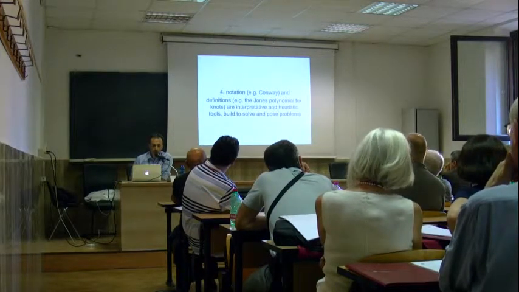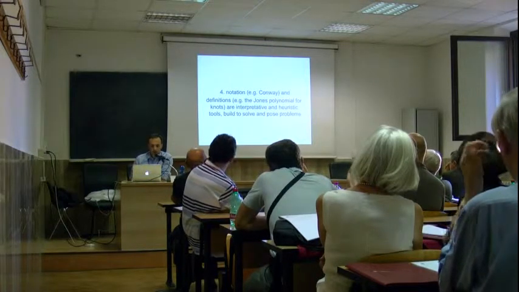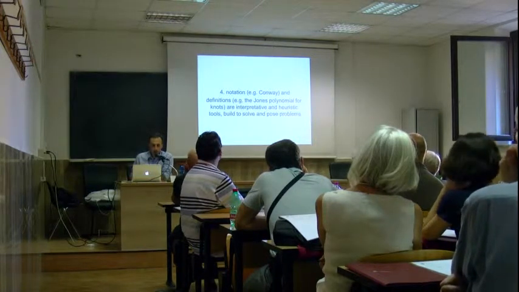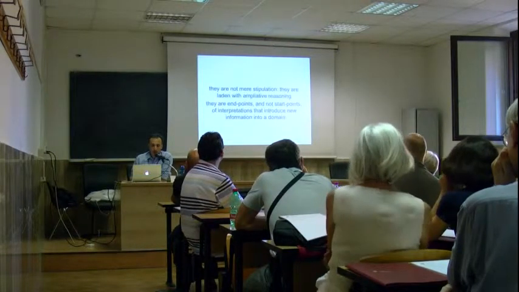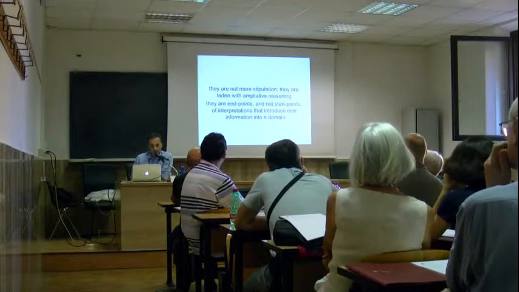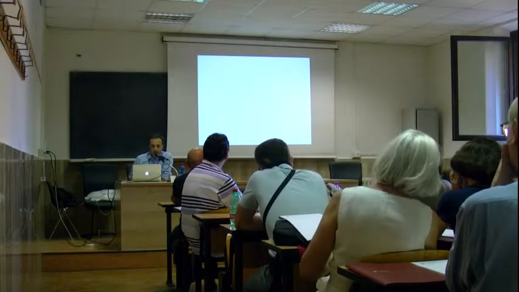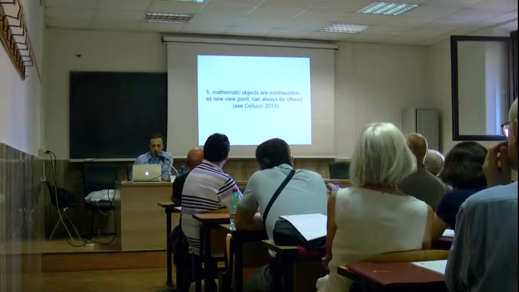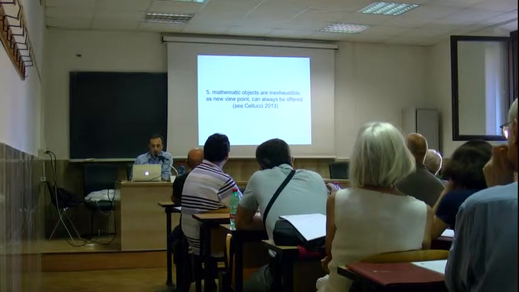Another important point is that notation, for instance, comments and definitions. I didn't have time to do this in this talk. For instance, the Jones polynomial are interpretative and heuristic tools built to solve and pose problems. They are not mere stipulation, they are leading with imperative reasoning, and they are the end points and not the starting points of interpretation that introduce information into a domain. And in this sense, mathematical objects are inexhaustible as new viewpoints can always be offered. I'm following Carlo here.